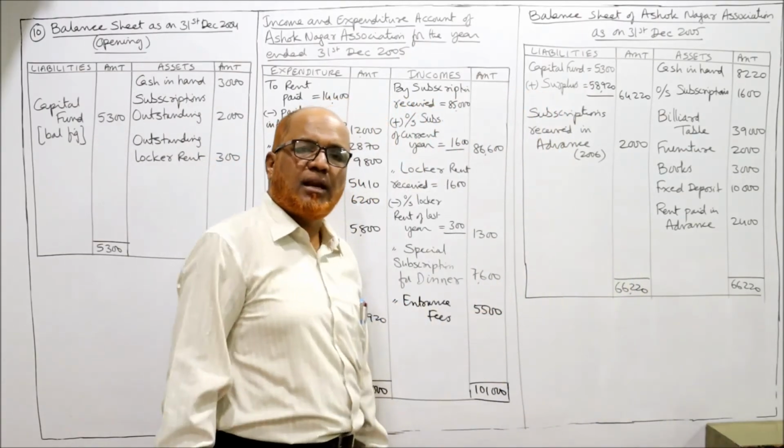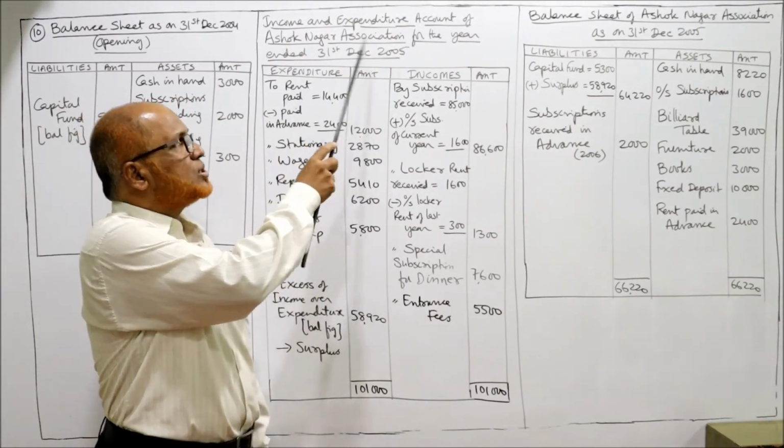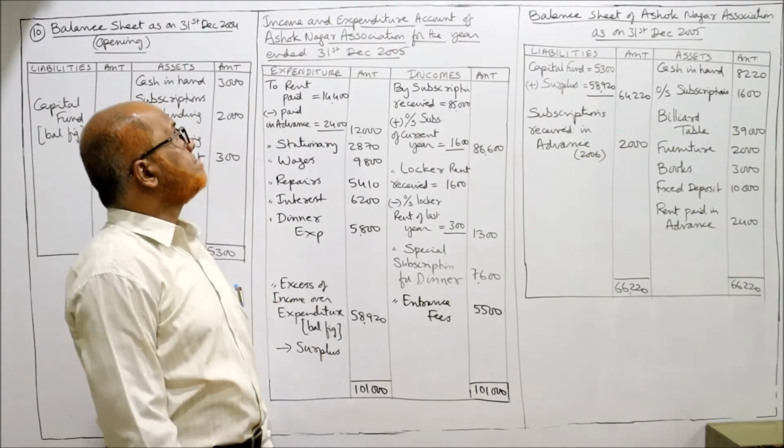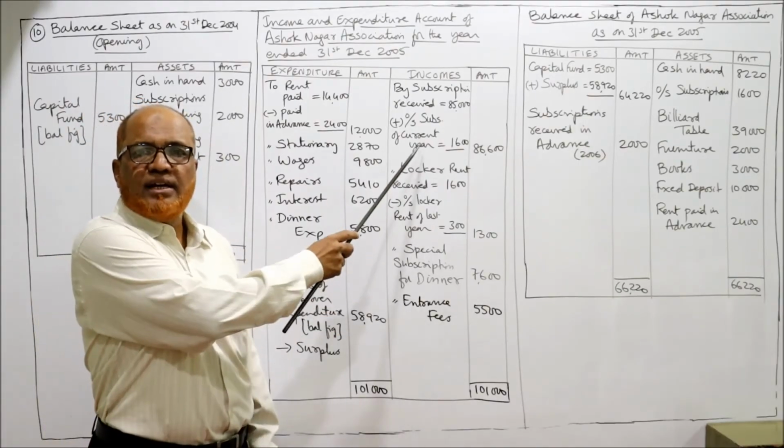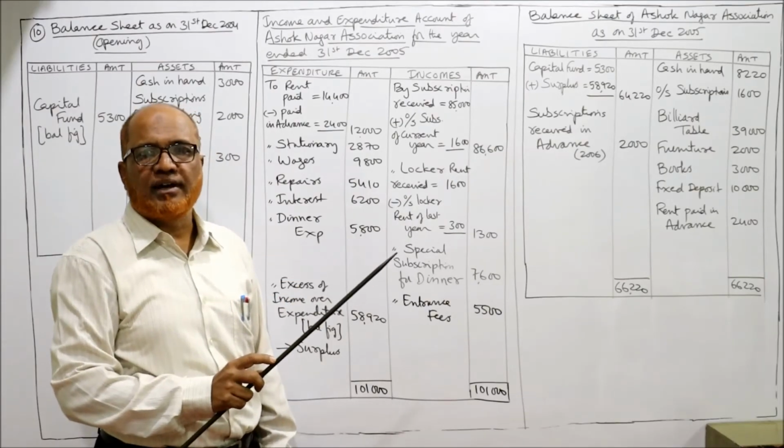Now we'll come to the income and expenditure account. Income and expenditure account of Ashok Nagar Association for the year ended 31st December 2005. First we'll take income, subscriptions. So the current year subscription we will take.